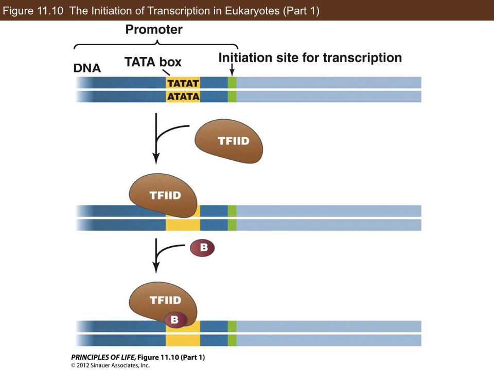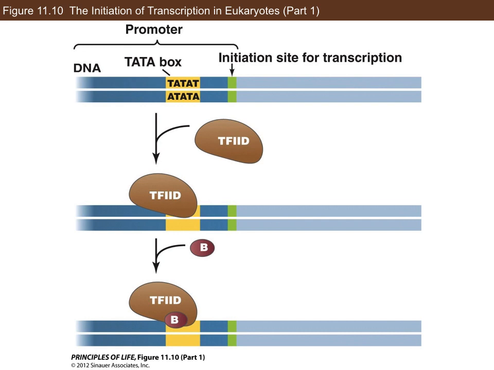That large brown molecule, TF2D, is a general transcription factor called transcription factor 2D. It, along with a smaller transcription factor labeled B here, bind to the TATA box and get this process started. TF2D and B are going to be used by pretty much every gene in your genome, because every gene in your genome has a promoter, which almost always contains a TATA box. So these are general transcription factors.